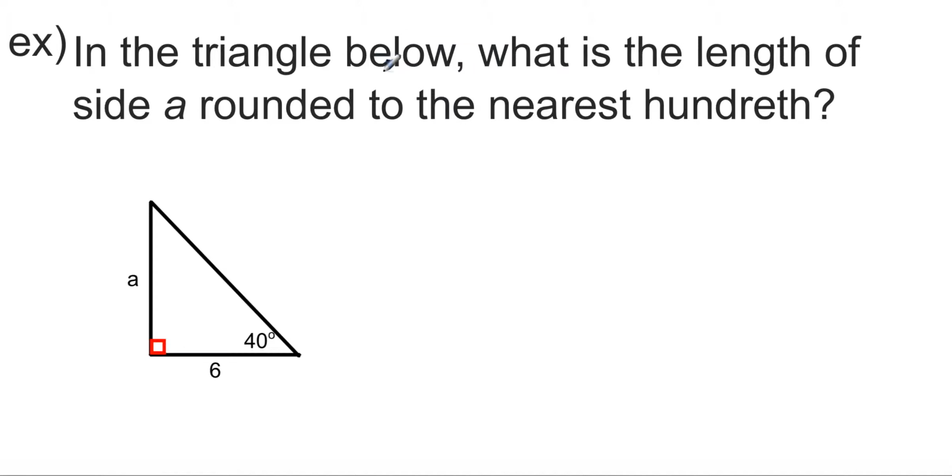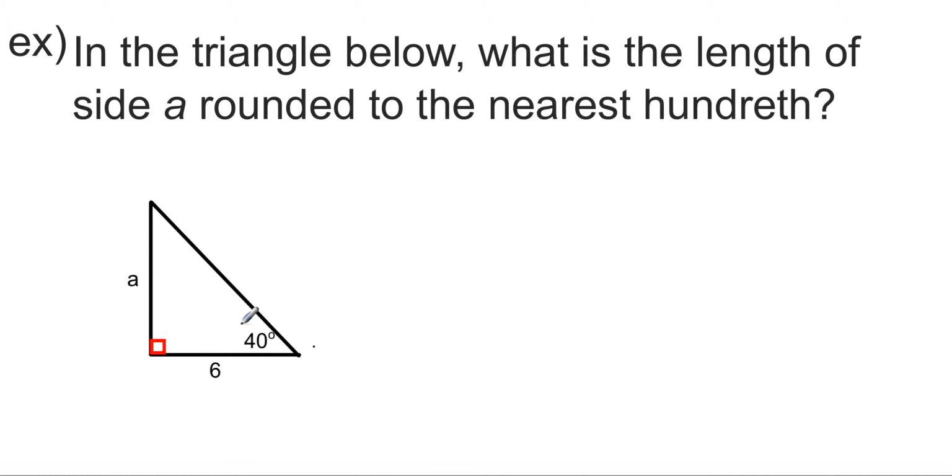In the triangle below, what is the length of side A rounded to the nearest hundredth? Okay, this is just a very straightforward trig problem. We're looking for side A. We know we have to use trig because we're missing the hypotenuse as well. If we could use the Pythagorean theorem, we'd use that, but we have to have 2 out of the 3 sides to use the Pythagorean theorem. Here, we only have 1.